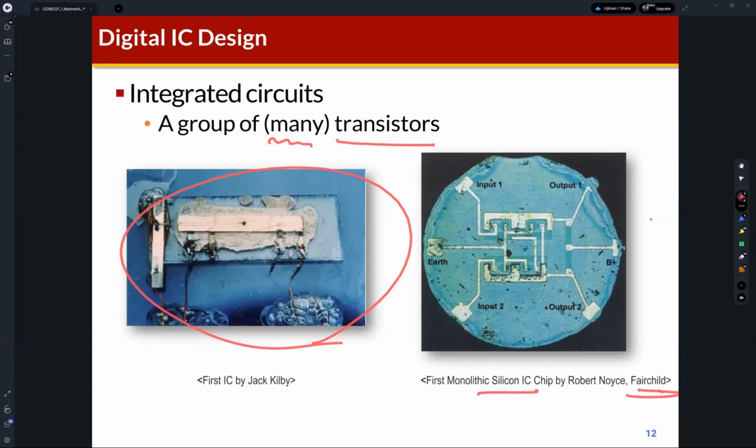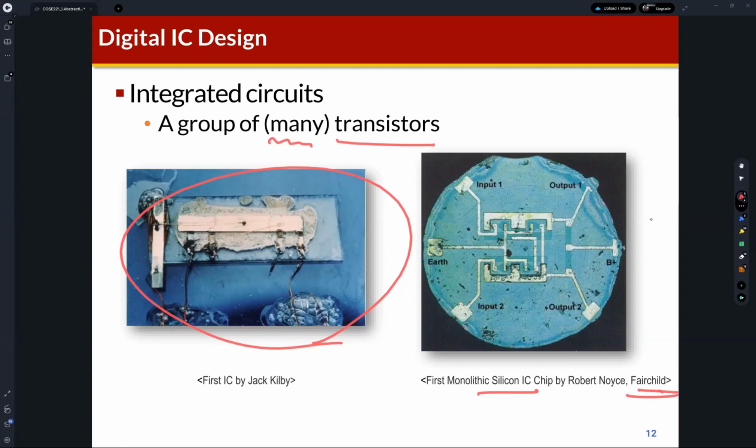This transistor is manufactured using silicon, so semiconductor technology. You can find the inputs, like input 1 and input 2, and you can find the output. The earth is a ground. And you can also observe the connections. These are metal lines, similar to the wire lines in our physical system. You can find many metal lines, and also transistors here.